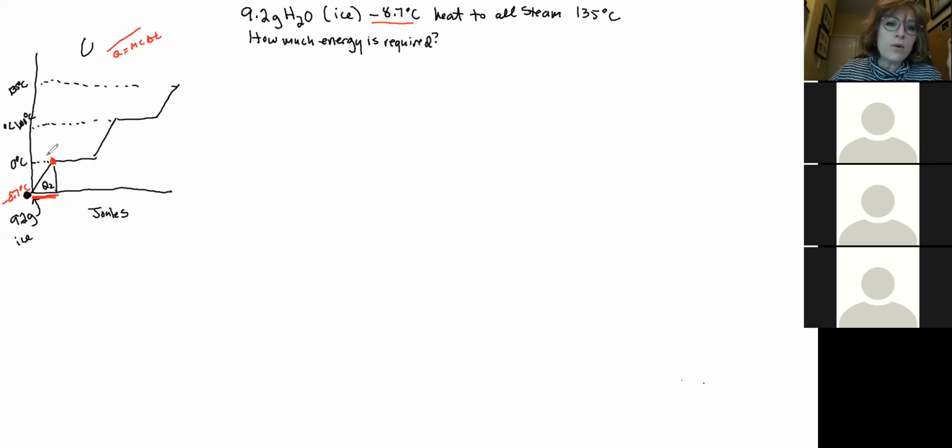Once I get to this spot, what I now have is 0 degree ice. It's ice on this side, but on this side, it's going to be 0 degree liquid water. So what happens between here and here is it melts. When it melts, the temperature doesn't go up. All the energy is being used to separate the molecules a little bit. So the melting is where you're going to use your delta H of fusion. So that's where you use that value.